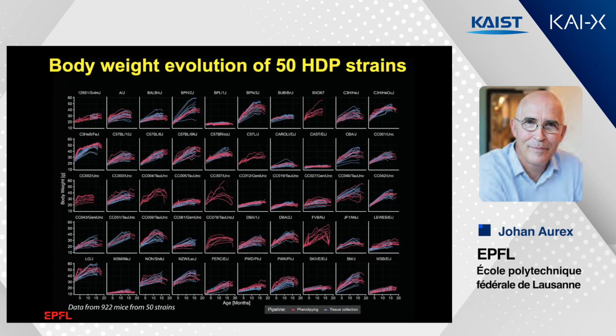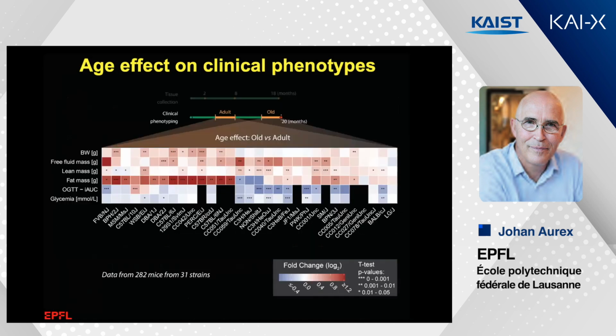We also have, of course, regular characteristics. Here you see, for instance, body weight evolution in a number of these strains. And here you see the difference plotted between adult and old mice related to phenotypes.